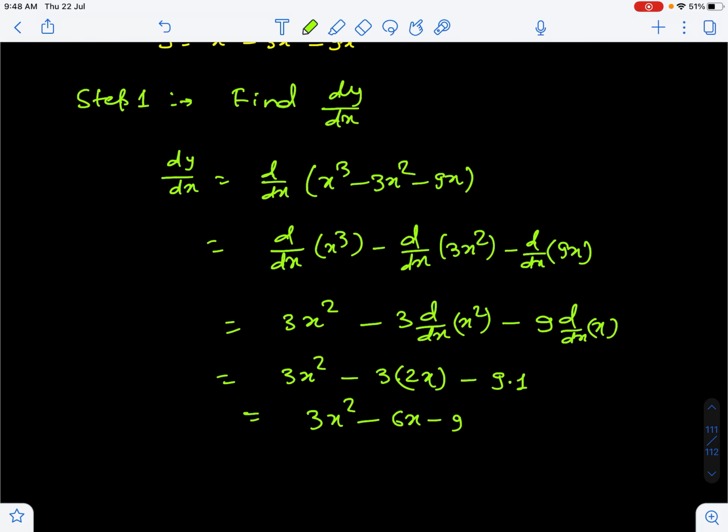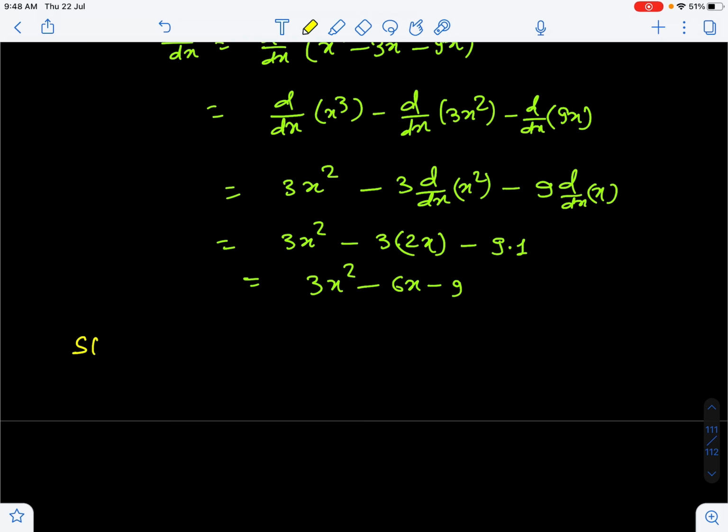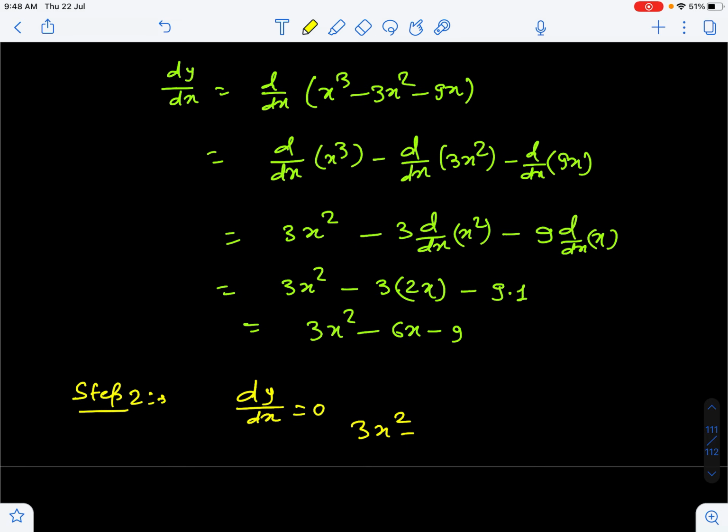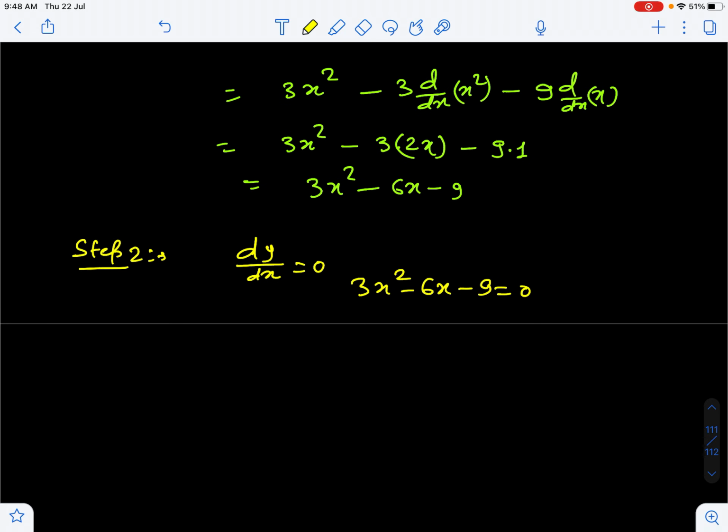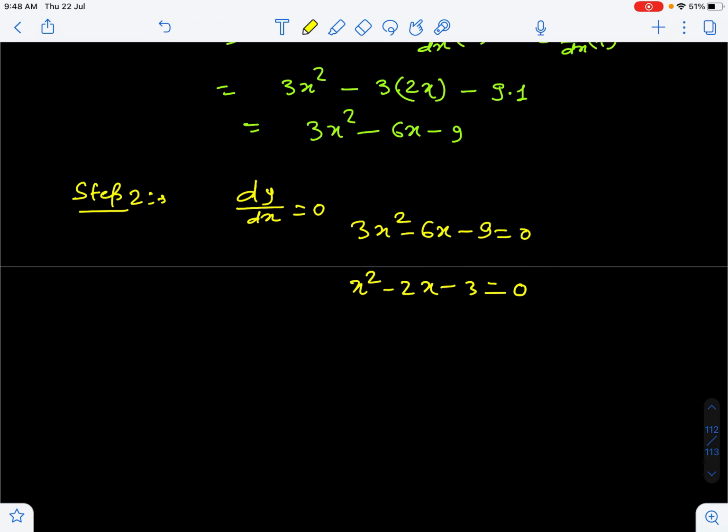This is Step 1, I have done already. You have calculated dy by dx. Step 2, equate it to 0. So I am equating dy by dx to 0. So this is 3x square minus 6x minus 9 is equal to 0. So dividing by 3, x square minus 2x minus 3 is equal to 0.